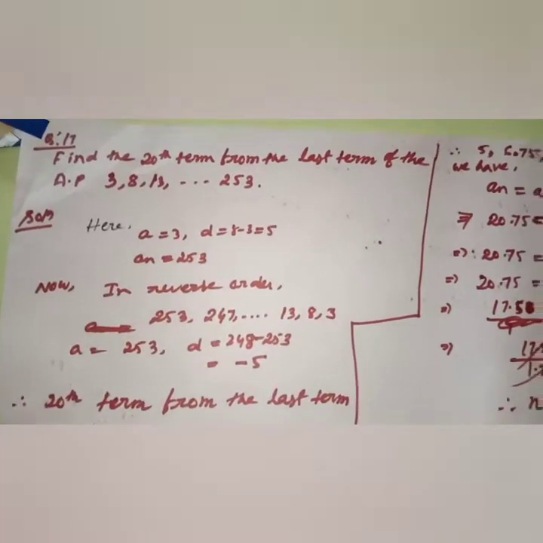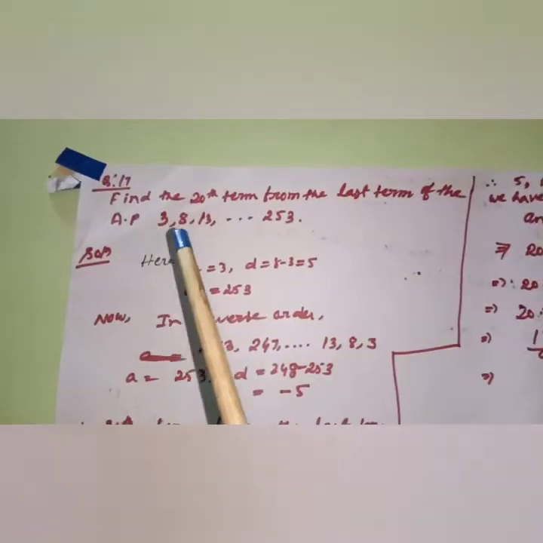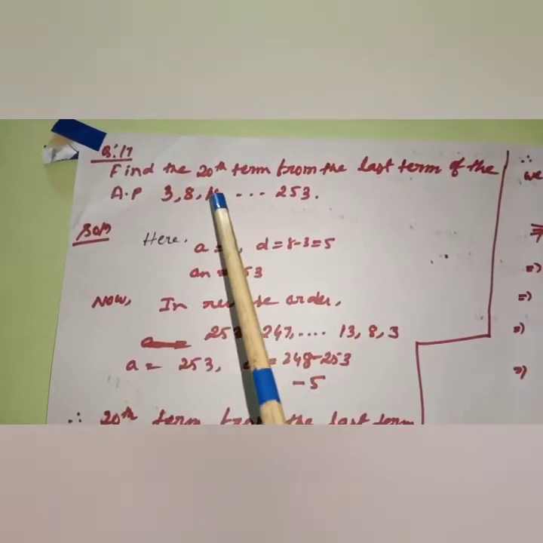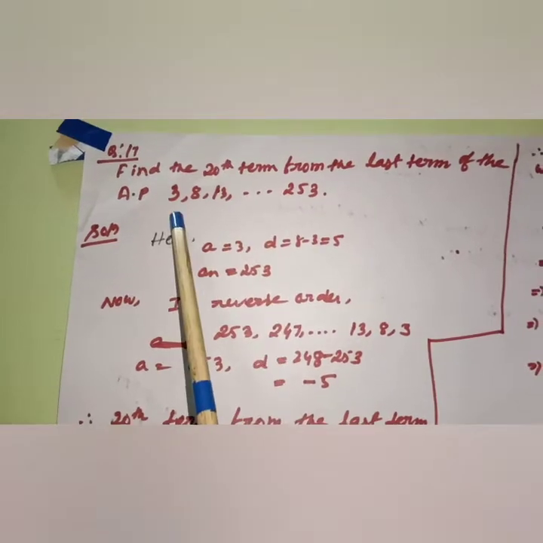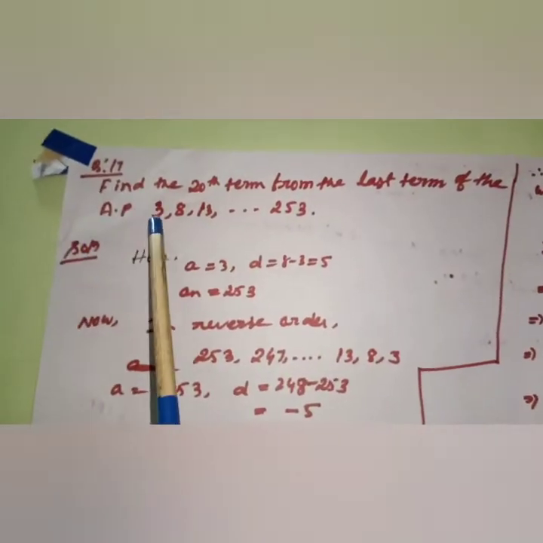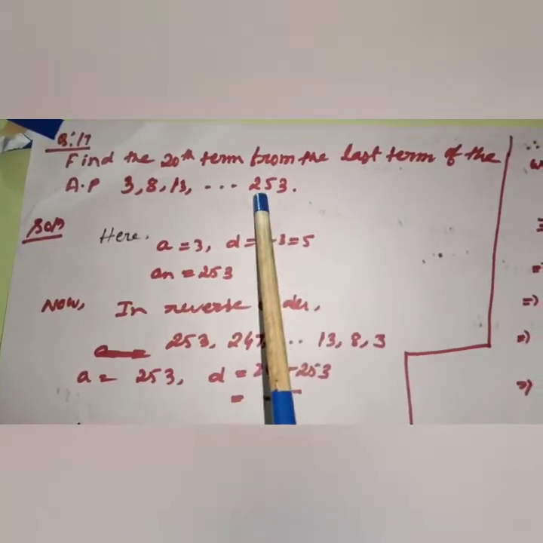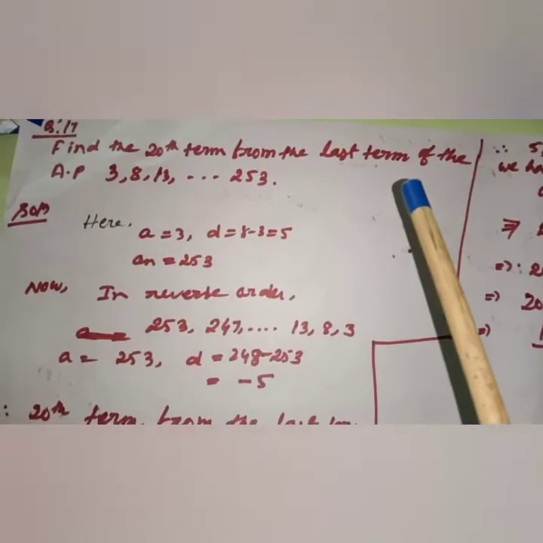Now next, question number 17. Find the 20th term from the last term of the AP. See, here you have to find out the 20th term, yes, but don't forget, from the last. Means not 3, 8, 13. If you go like that, this is second, this is third, like this. You have to count from the last one, okay? 20th term from the last term.